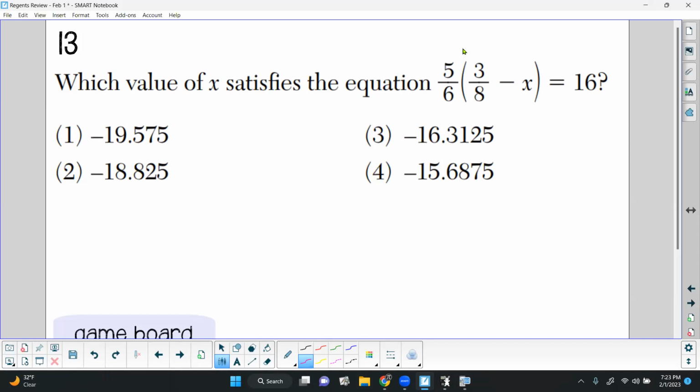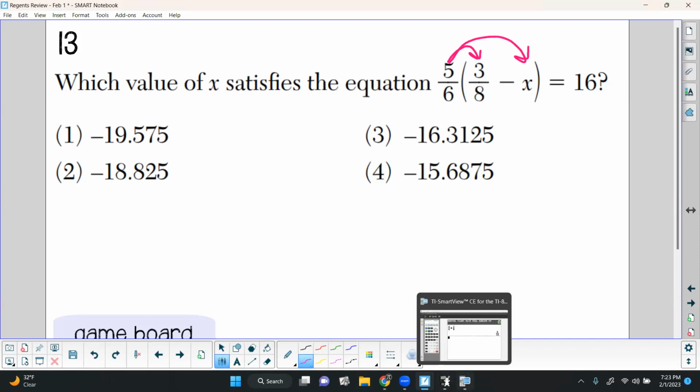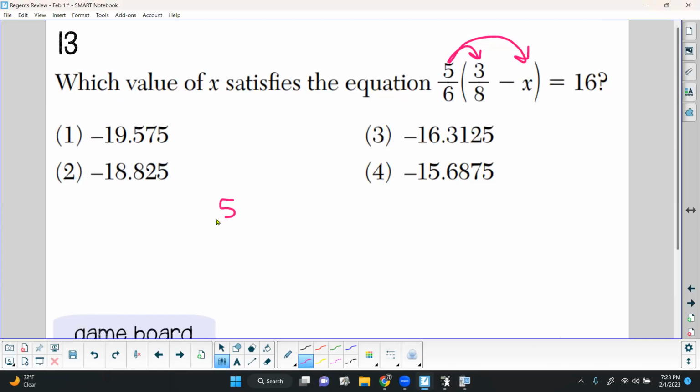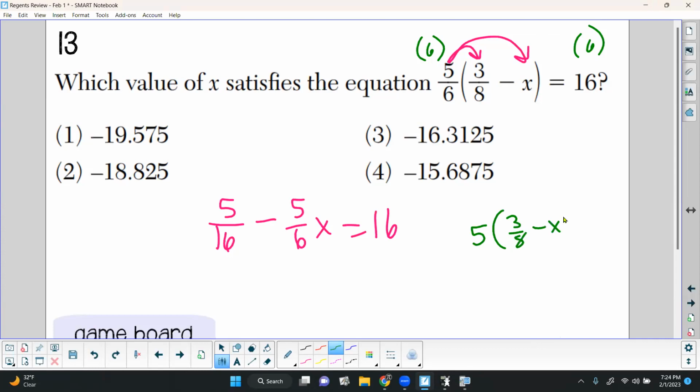We are starting with distributing this fraction like that. So 5/6 times 3/8 is 5/16. So I would use my calculator to do that. Minus 5/6x equals 16. This is one method that you could use to start this problem. I know some kids like to clear the denominators. You could have also multiplied both sides by 6 and got 5 times 3/8 minus x equals 96. You could have also done that technique here.